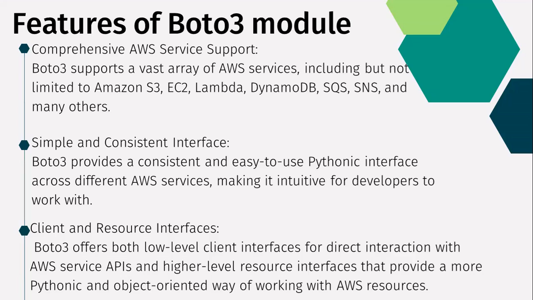The third one is the client and resource interface. Whether we want to talk directly to Amazon Web Services with precise commands, for that we use the client interface, or work with Amazon resources in a more Python friendly way, for which Boto3 has covered. For that we have resource interfaces. Let's move on to the next features of it.